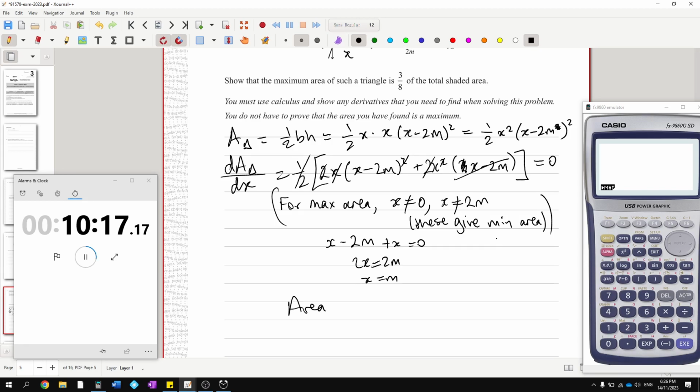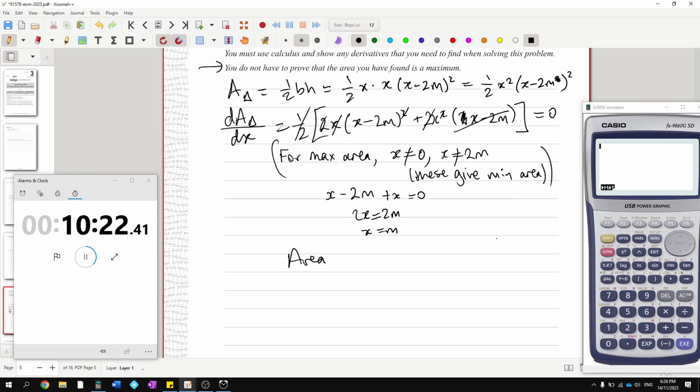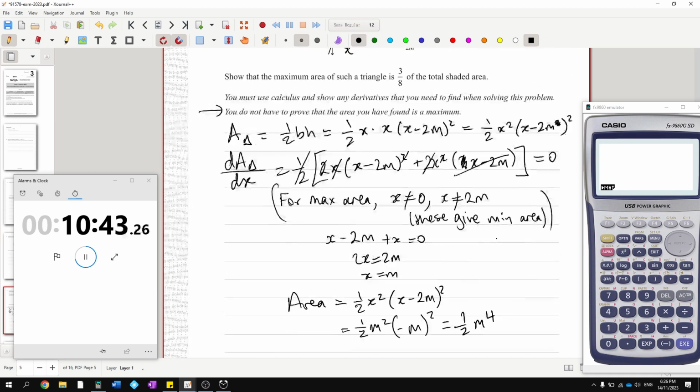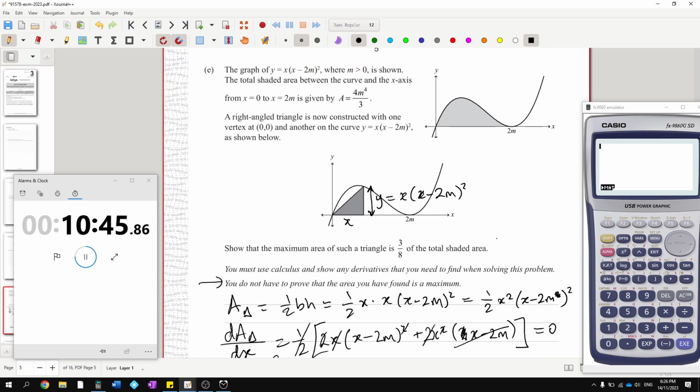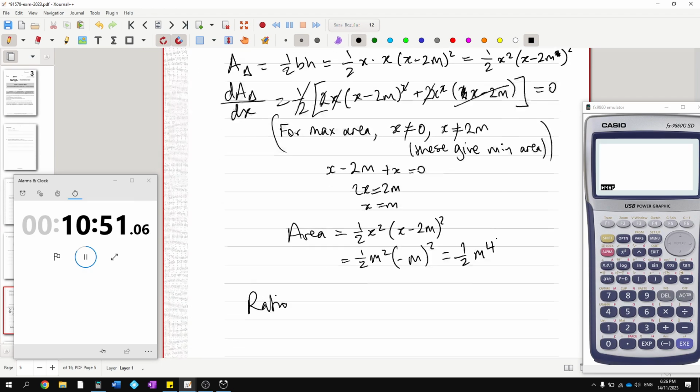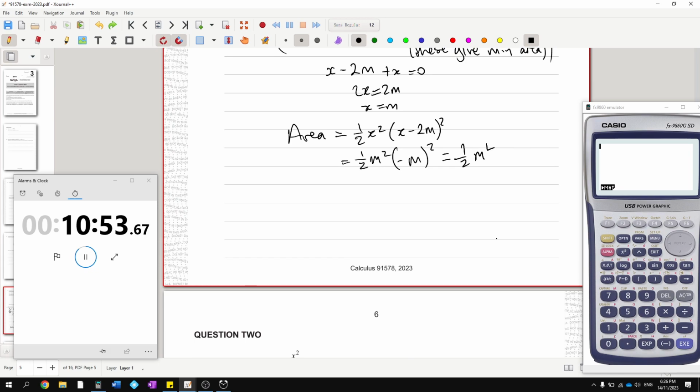And it says you do not have to prove that it's a minimum, so we'll skip that step. Area is half x squared, x minus 2m squared is half m squared. Now m minus 2m is minus m squared, so that's all going to be half m to the 4. And then it did something about the ratio, didn't it? So the maximum area of such a triangle, it's 3/8 of the total area. Oh no, we just write it like this.